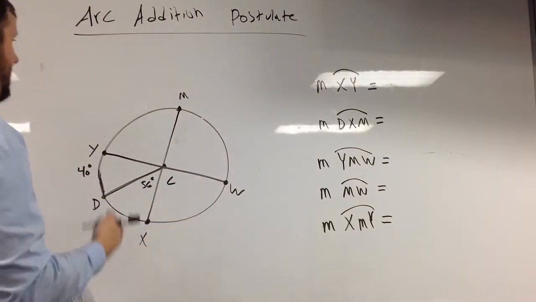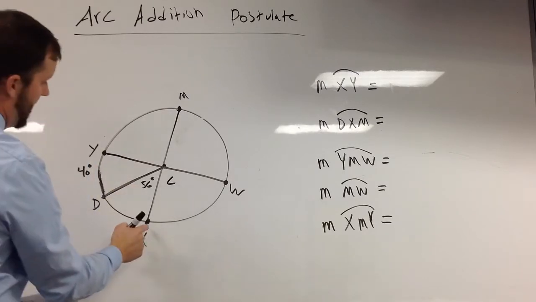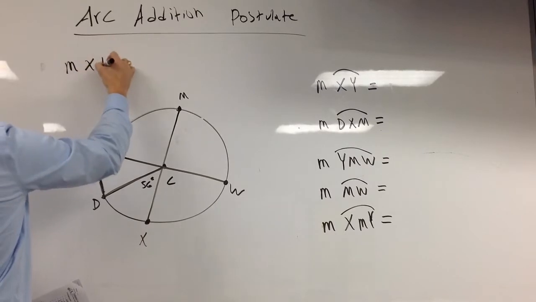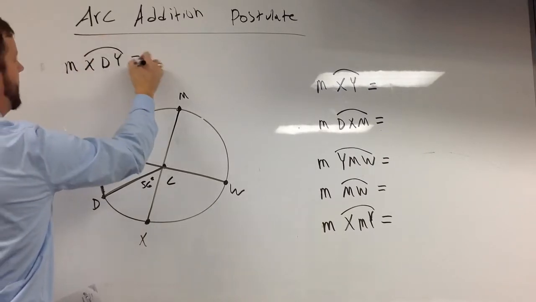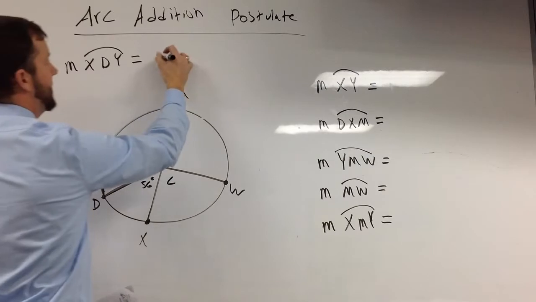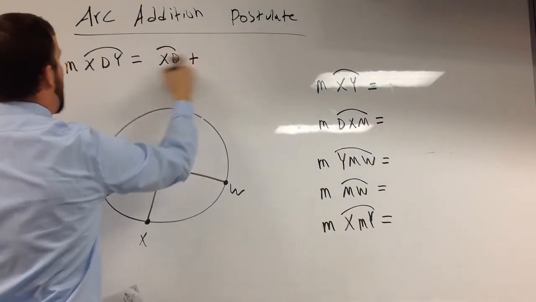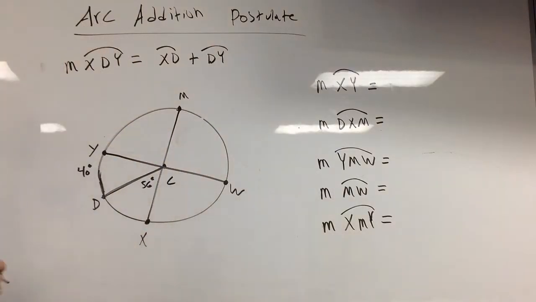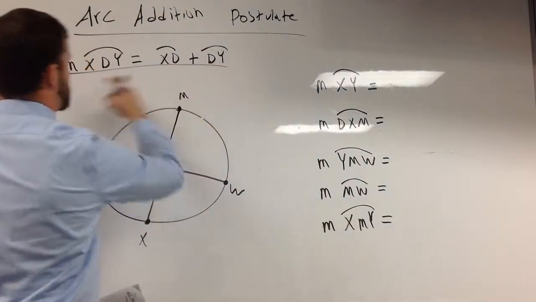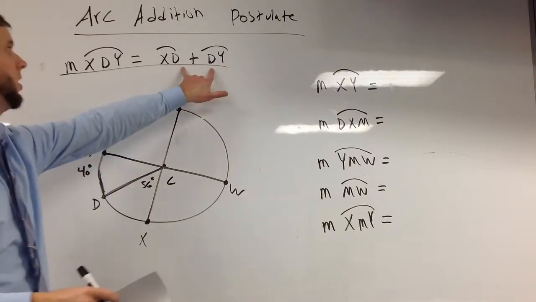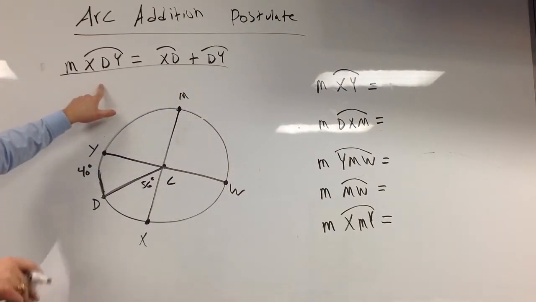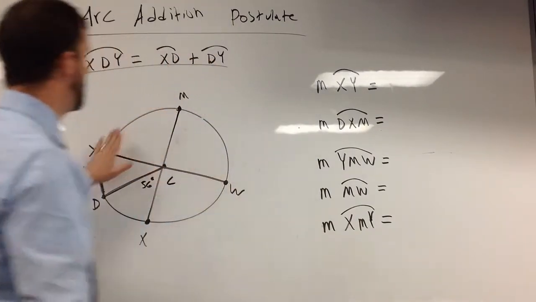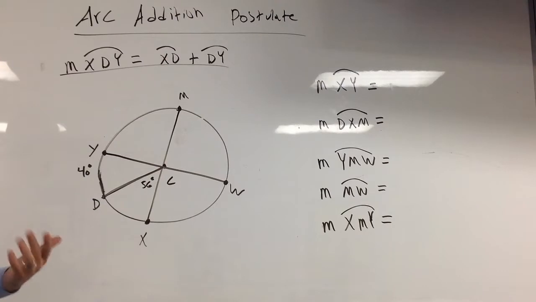So for instance, if I wanted to find the measure of arc XDY, I would take arc XD and add arc DY together. Does that make sense to everybody? So the arc addition postulate is basically adding two arcs together to equal one big one. So what we're going to do is figure out all the measurements of all these different arcs right here on this circle.